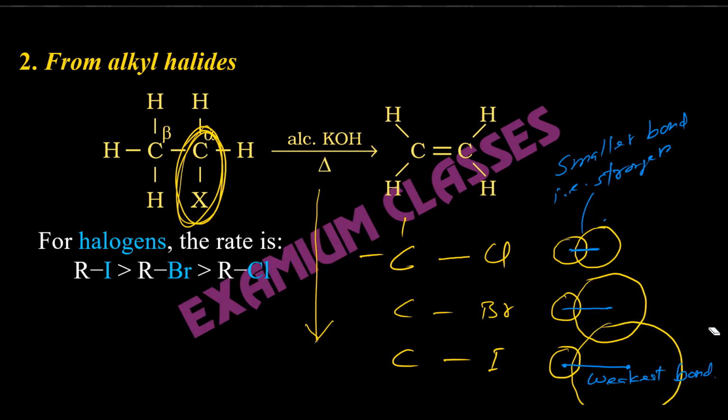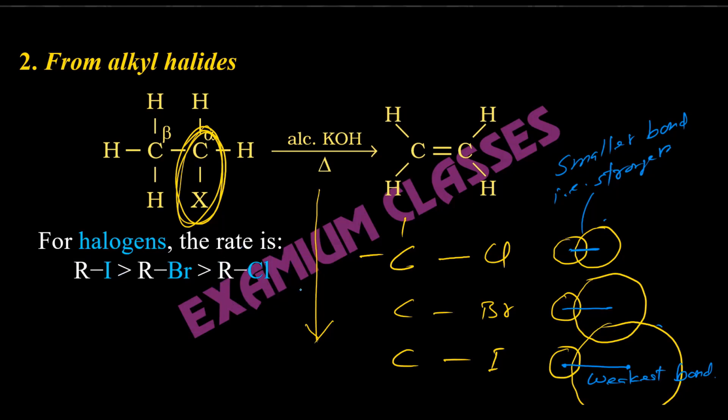Now, if it is the weakest bond, it will break very easily and it will be most reactive, because in chemistry, reactions are always breaking some bonds and formation of new bonds. That's what happens in every reaction. Some bonds break and other bonds are produced. So in this case, the bond will be broken most easily. That's why it will react fastest. So iodide will react fastest, chlorine slowest.